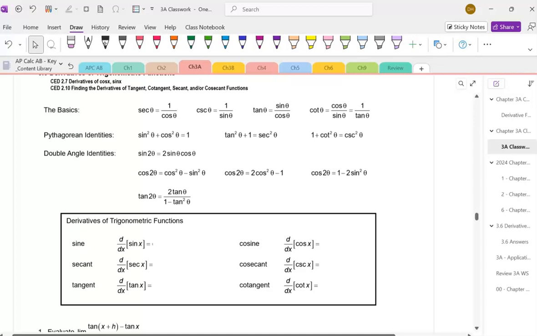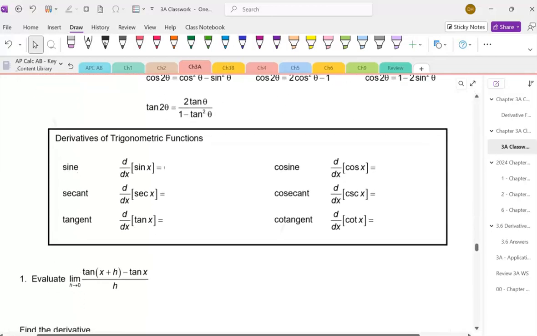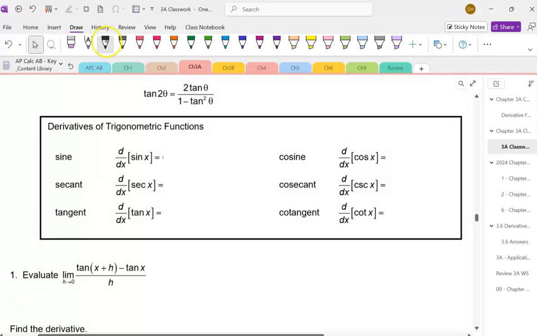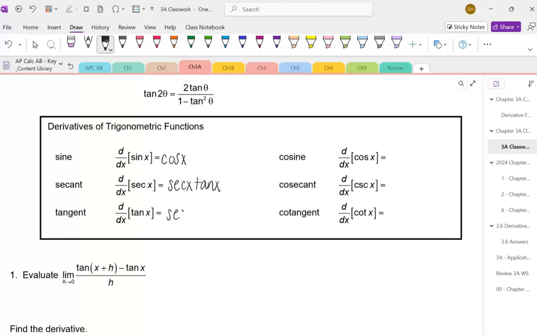So up at the top, you have all the different things involving trig that you should know. It'll just make your lives easier to know all of that information up there, but we're going to start with the derivative of trig functions. So when you're taking the derivative of sine, it's going to become cosine of x. Pretty easy. The derivative of secant is going to be secant x tangent x, and then the derivative of tangent is secant squared x. So if you have those memorized, the derivative of cosine, cosecant, and cotangent are pretty easy.